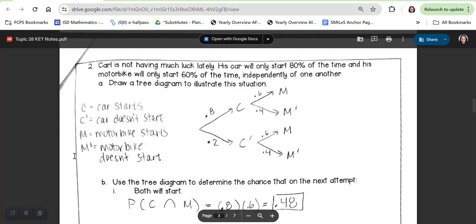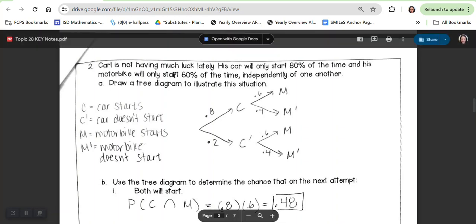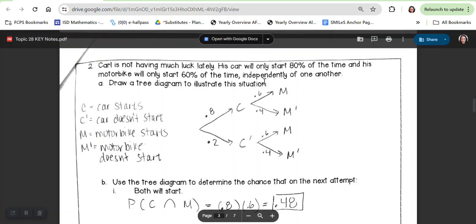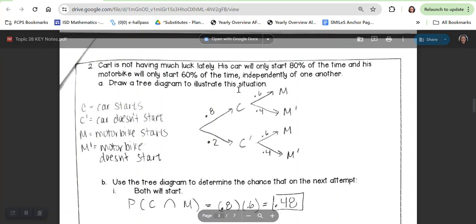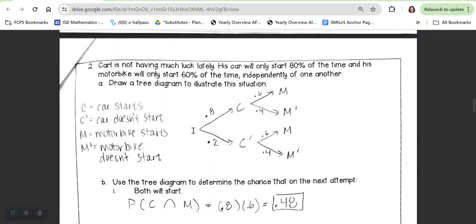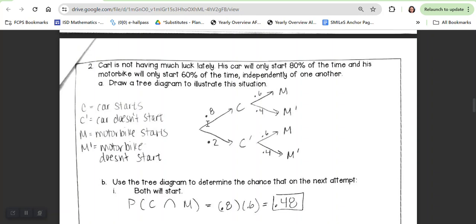Alright, next one's about Carl's car. His car will only start 80% of the time, and his motorbike will only start 60% of the time. And those are independent of each other, so obviously one doesn't rely on the other. Draw a tree diagram to illustrate this situation. So you could have started with a motorbike, but we started with a car, and C is going to be the probability the car starts, and not C is the probability that the car doesn't start. So if there's an 80% chance it starts, then there's a 20% chance it doesn't start, and that's where we get these numbers from. Same thing with the motorcycle. 60% chance the motorcycle starts, which means 40% chance it doesn't start.